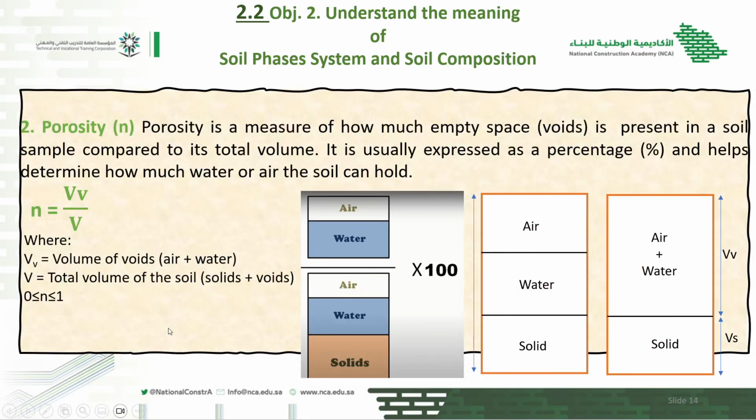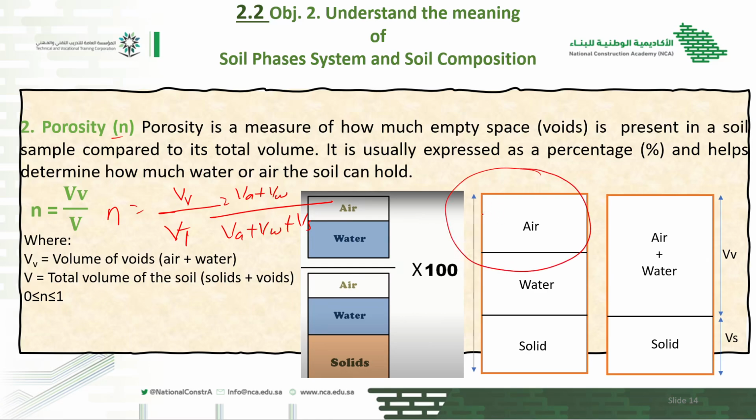Now we'll go towards the next one. The second one is porosity. Again, porosity is denoted by n. It is the volume of voids with respect to total volume. What is volume of voids? Volume of air plus volume of water. What is total volume? It is volume of air plus volume of water plus volume of solid. So what does it mean?